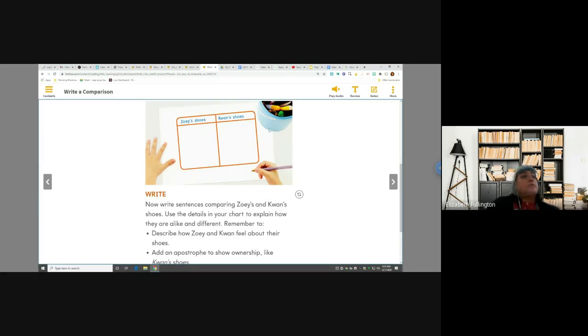Do you see the box with Quan's shoes? You're going to tell me how she feels about her shoes. Is she happy about her shoes? Mad about her shoes? Sad? Remember, you can look back into the story.